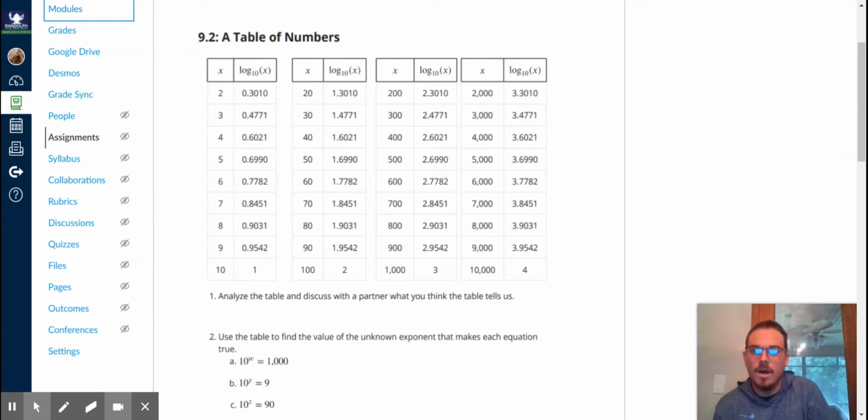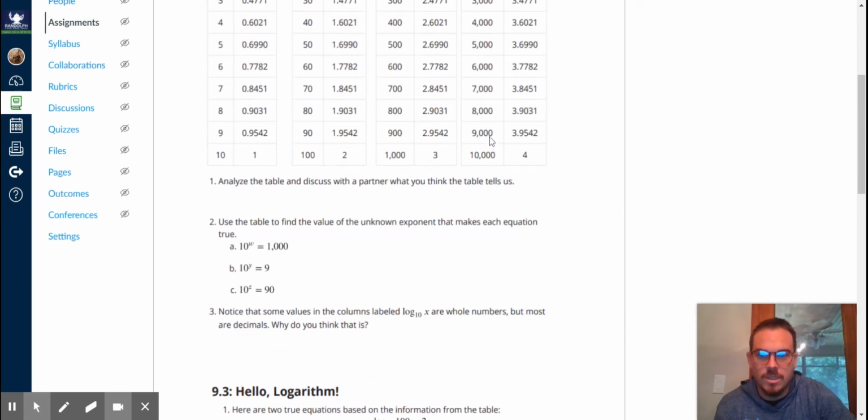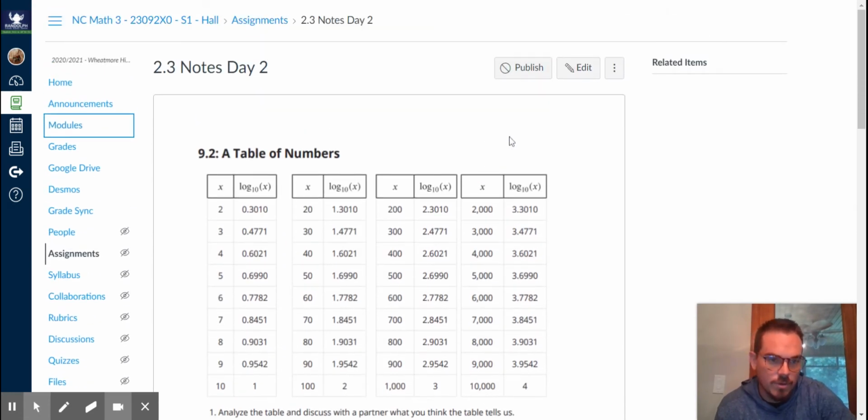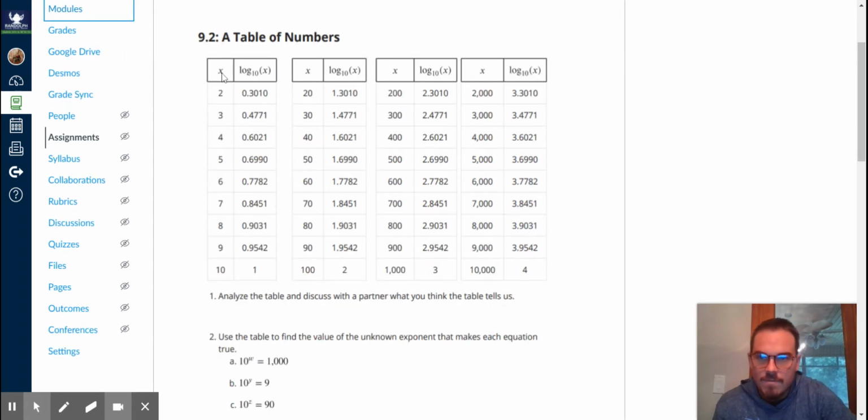Okay, so this is going to be your notes for today. Let's analyze here 9.2 and 9.3. So we are going to really introduce this idea of logarithms today. So first of all, we have x, and then we've got log 10x. Okay, so x and log 10x.